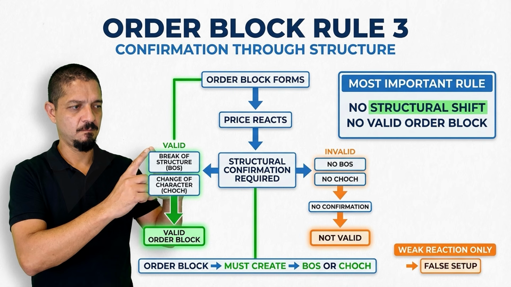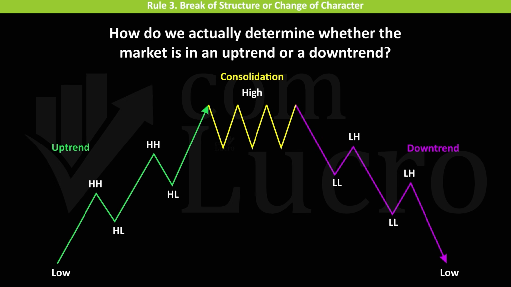To apply this rule correctly, we first need to briefly revisit how market direction is defined. Because order blocks are validated by directional shifts in price, understanding whether the market is in an uptrend or a downtrend is essential. With that in mind, let's quickly review how market structure is used to determine direction. So, how do we actually determine whether a market is in an uptrend or a downtrend?